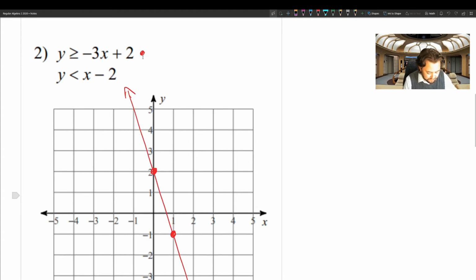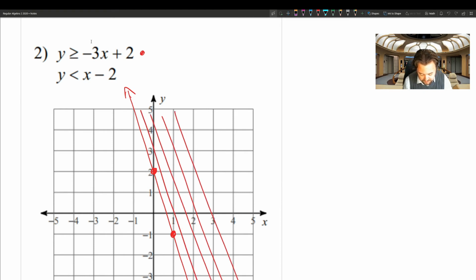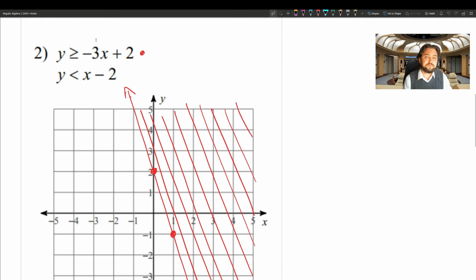Okay, here we go. This says y is greater than. So the greater y is what? We're going to be looking at shading above this. I'm going to see if I can shade a little more nicely. Practice makes perfect, right? I've never had to shade on an iPad before.